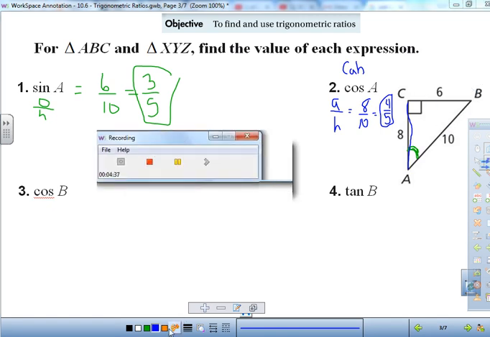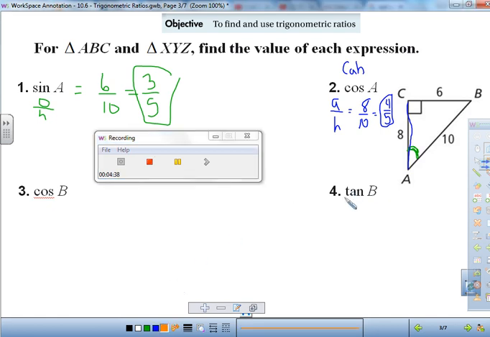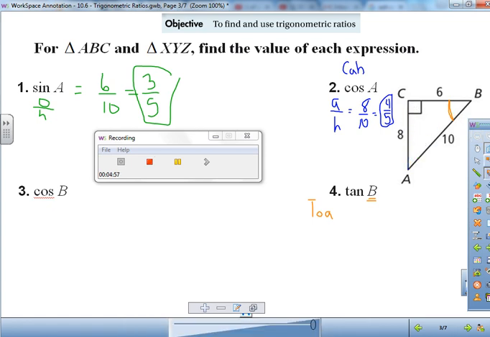Okay, the one we have not touched yet is tangent, TOA. So tangent is opposite over adjacent. So we're looking at angle B now. You have to be very careful that you take note of that, angle B. So opposite angle B, if we clear our little diagram here, opposite that is the leg that's not touching that angle at all. See how they are not connected? So that's opposite. So tangent of angle B is going to be 8 opposite over adjacent.